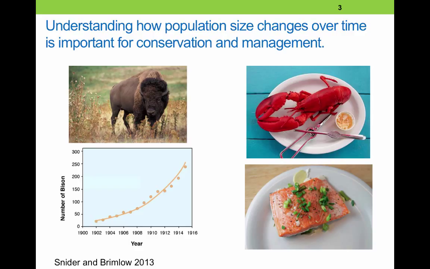But in order to know how many to take, you need to know what the population size is every year and whether it is growing or declining. If the population is declining, you can't take any without driving it to extinction. But if the population is growing, you can predict the size of the population after accounting for how many individuals you're going to harvest to make sure you're not causing the population to get smaller.